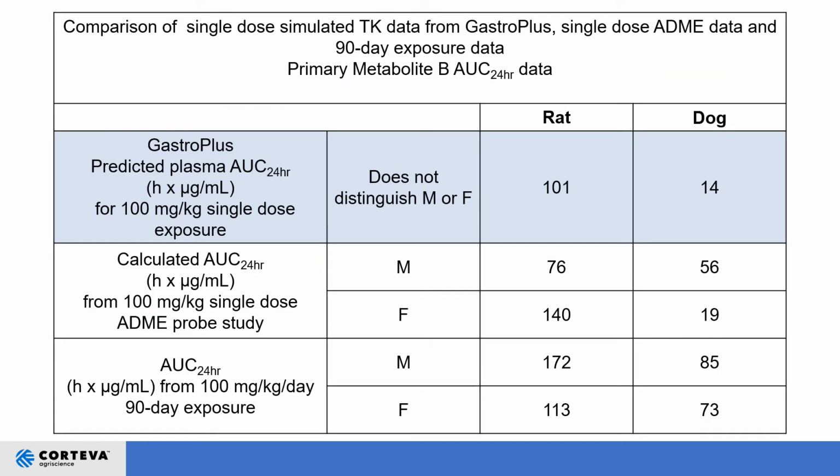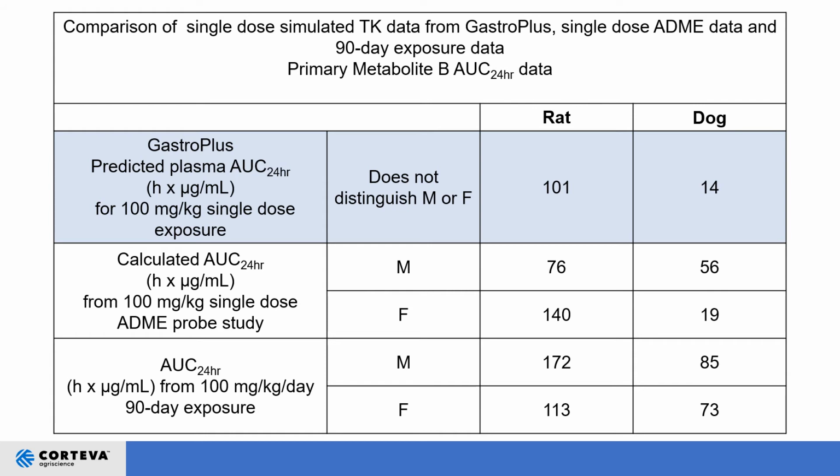So how does this simulation compare to our available in vivo data, looking at either single or repeat dose exposure? The following table provides the 24-hour AUC comparison across the simulated data, the single dose in vivo data, and also the 90-day repeat dose data using the 100 milligram per kilogram dose from each data set.